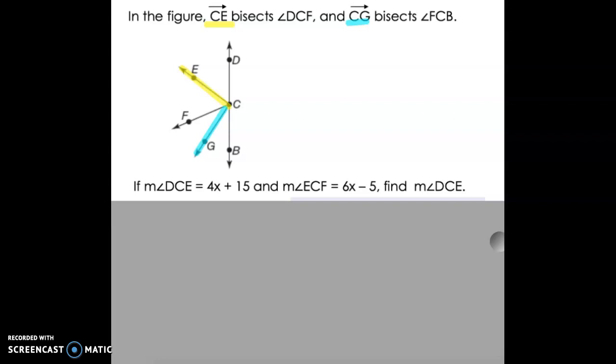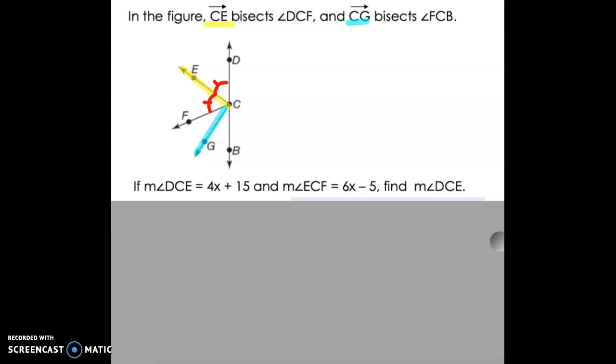So let's look at that. If it bisects angle DCF, that means we need to figure out what two angles are congruent. So DCF, if ray CE is our angle bisector, that means that angle DCE and angle ECF are going to be congruent to each other.